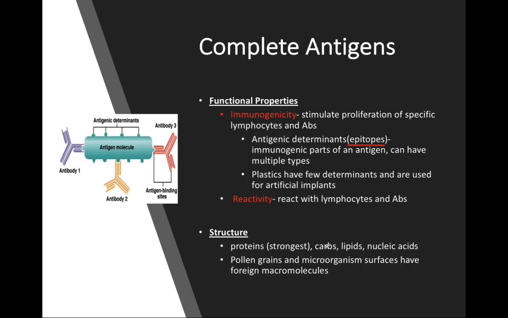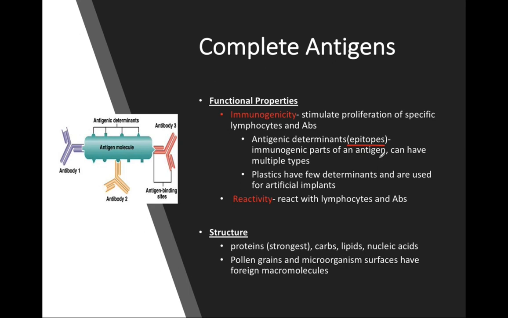However, proteins, carbohydrates, lipids, and nucleic acids can all serve as complete antigens. While all of these can act as antigens, proteins tend to be the best substances to serve as antigens. Let's bring ourselves back to the antigenic determinants. Proteins will have little tiny groups that are sticking off the sides, and our antibodies can bind to those individual epitopes that are found on the antigen.